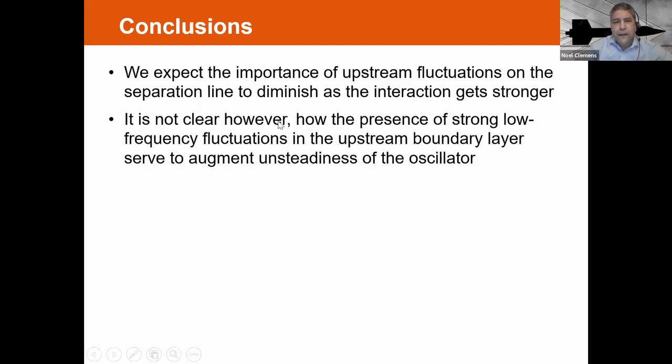However, even if the separated flow acts as an oscillator, the question is, you have all this energetic stuff happening in your upstream boundary layer, and this may be a tunnel effect, that just happens to be the way our tunnel works. But if you have an oscillator, what is the effect of that on those oscillation amplitudes? That's something that's not well understood at this point. So with that, I will conclude and take questions.